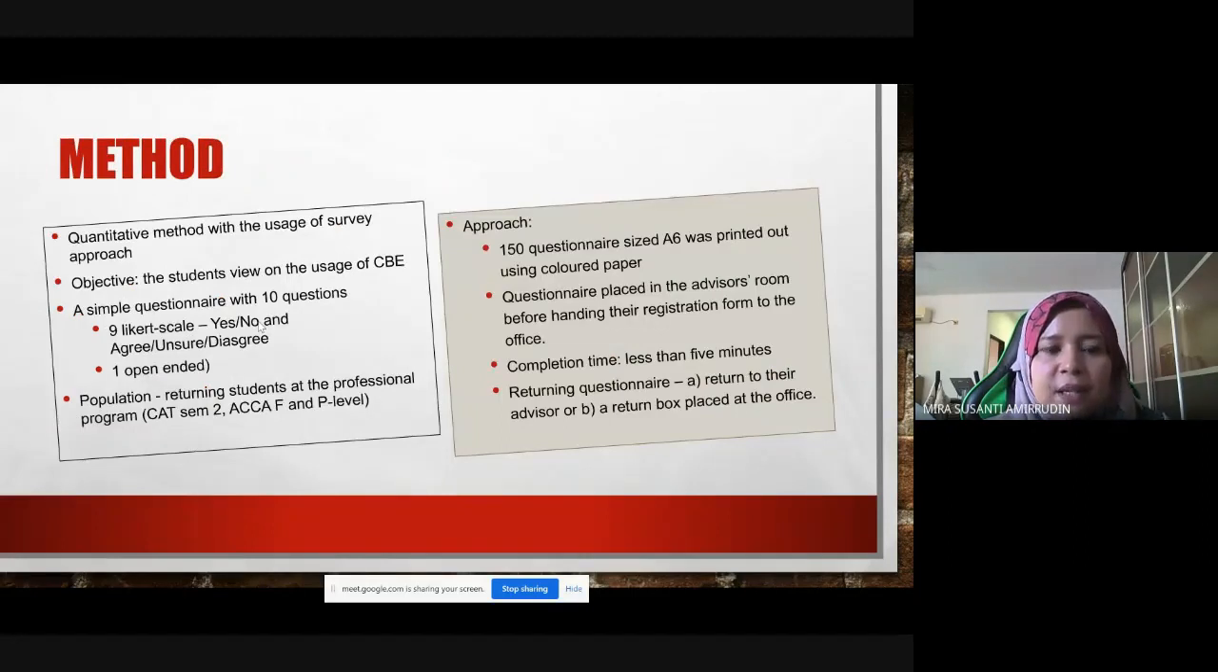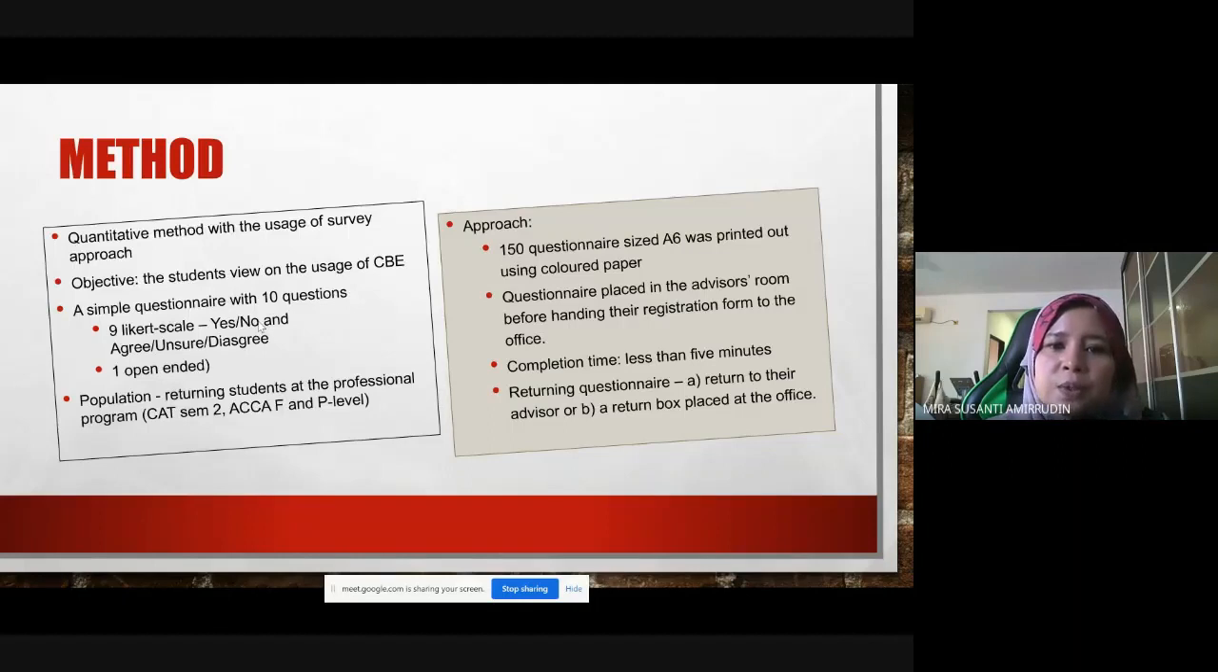Okay, so the method that we are using here is the quantitative method, using a survey approach. We are looking at the students' view on the usage of the CBE. A simple questionnaire with 10 questions was given to the students. It involved a Likert scale: yes, no, agree, unsure, or disagree. The population is the returning students at the professional program, who are registering for their subjects. So we gave this questionnaire to the students to fill up.